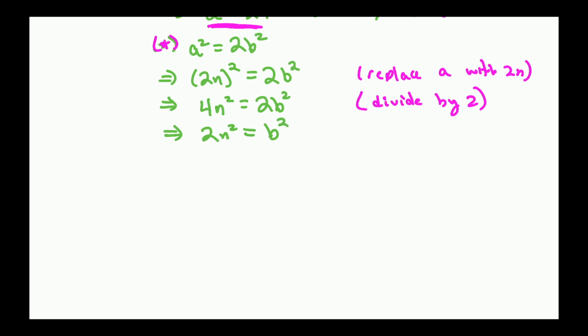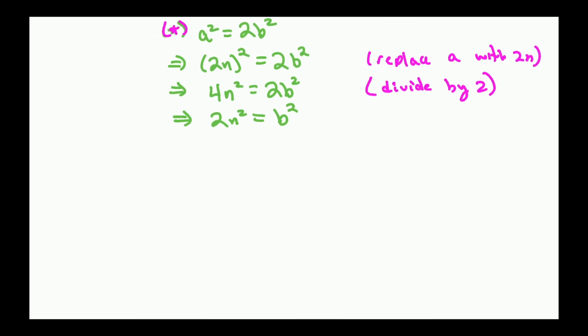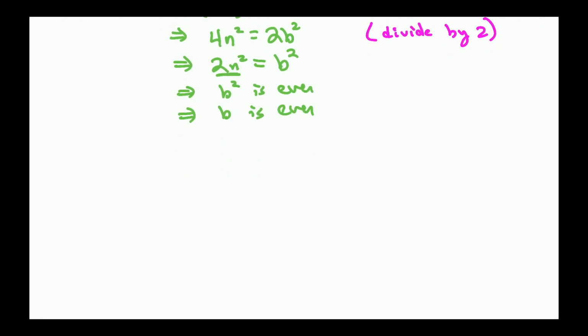Okay, now we're going to do the same thing we did for a. What does this say? So hopefully we can follow the logic. b squared equals 2n squared. So b squared is even, right? Because it's got a 2 in it. But if b squared is even, we know that that means b is even. And if b is even, that means b equals 2m for some integer m.